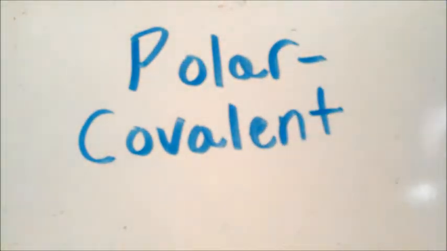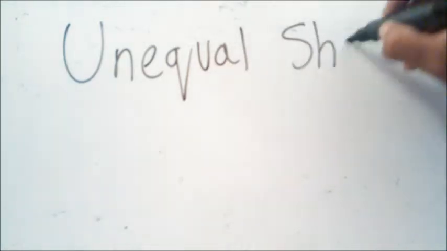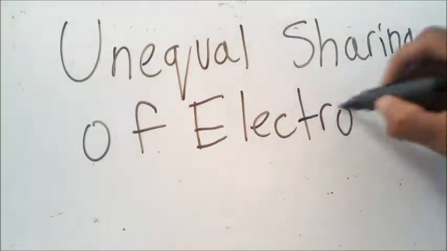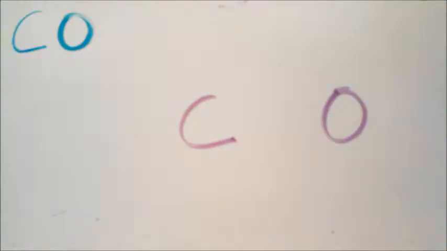The final type of bonds are polar covalent bonds. This is an unequal sharing of electrons amongst atoms. Here is an example of this kind of bond with CO.